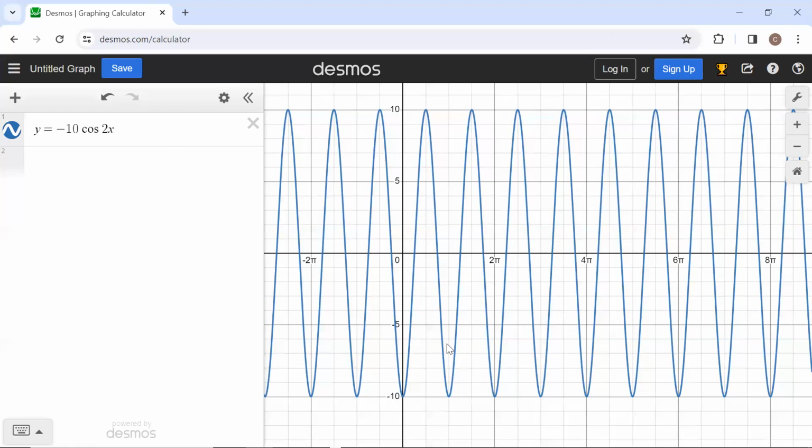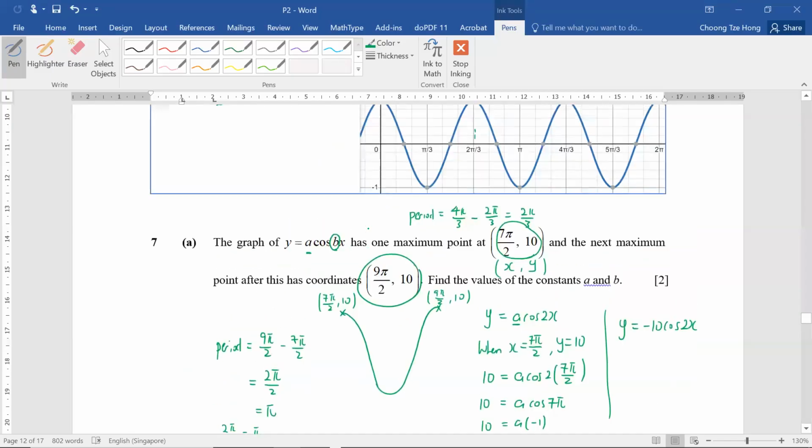I hope from this question you have a better understanding of how the number in front of the x in the trigo function affects the period of the graph.